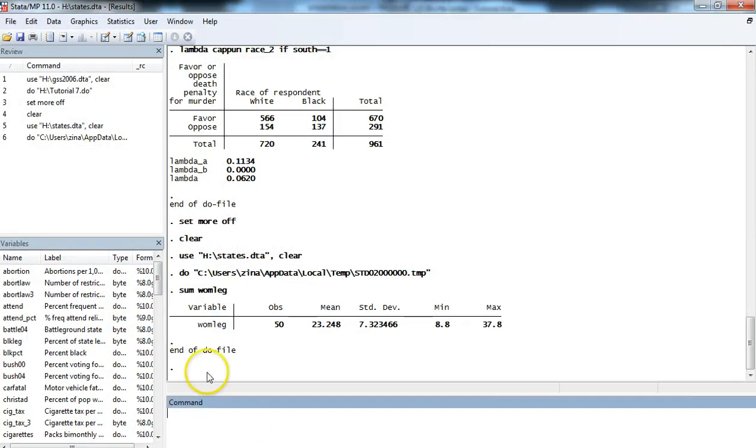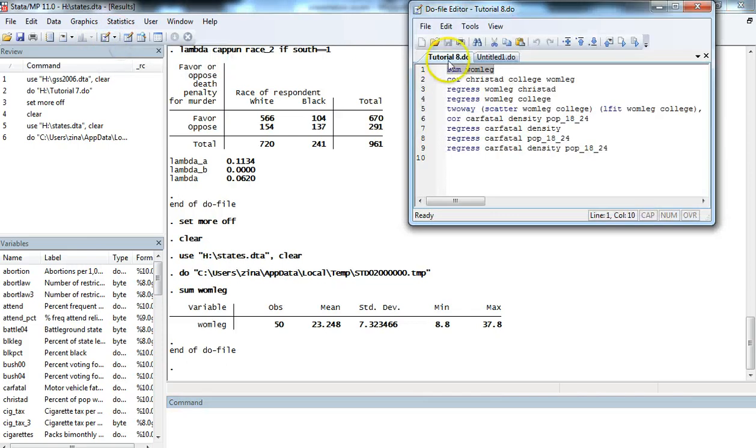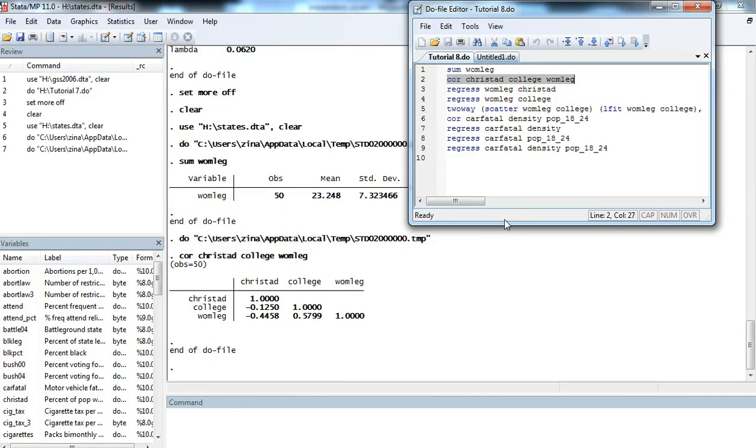Let us use the correlate command, or COR for short. And we try to correlate Christad, which are the Christian adherents, college graduates, and wum-leg, the variable we saw before. And we see that Stata produces a table called a correlation matrix, which shows the correlation of each variable with each of the other variables. From this table, we can deduce that as the percentage of Christian adherents goes up, the percentage of female legislators goes down. We also find that as the percentage of college graduates goes up, so does the percentage of female legislators. And we can see that both relationships are fairly strong.